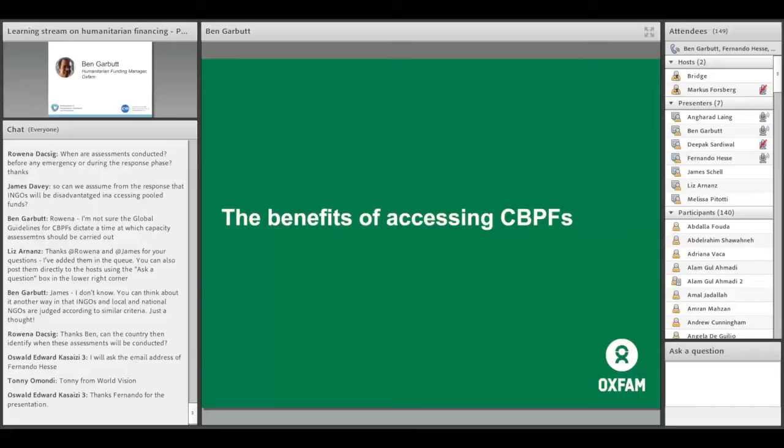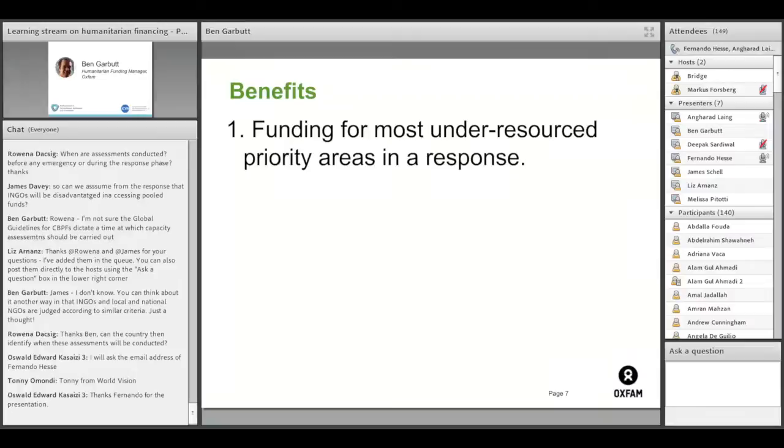I've got three areas. Firstly, let's remember that donor contributions to CBPFs are unearmarked, which is, of course, one of the commitments within the grand bargain for donors. So local advisory boards and the whole of the CBPF framework and structure should ensure that the funding is sent to the most under-resourced and priority areas in a response. Of course, it's related to the humanitarian response plan as well. So it should be done in that manner.